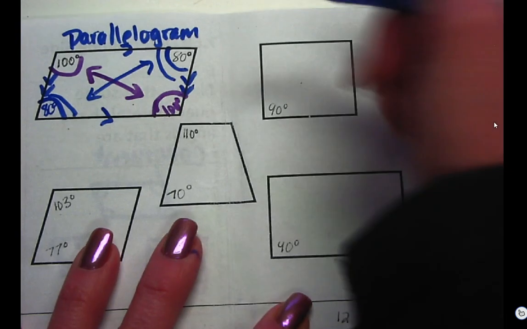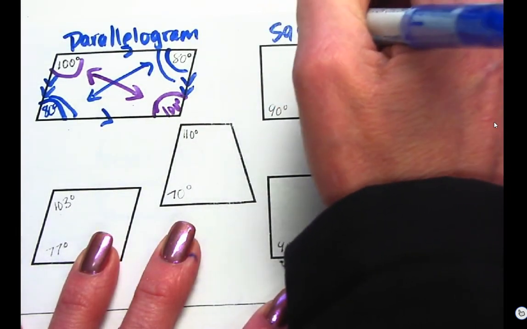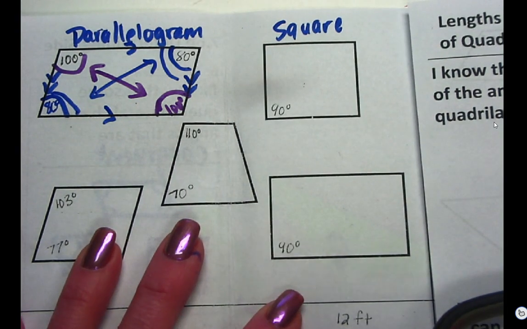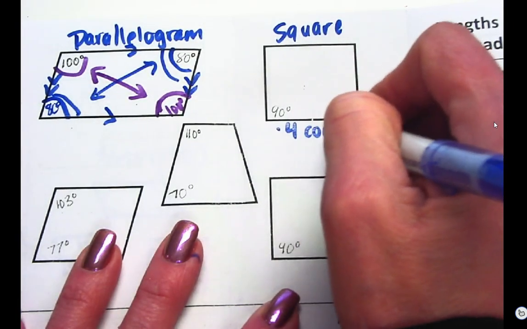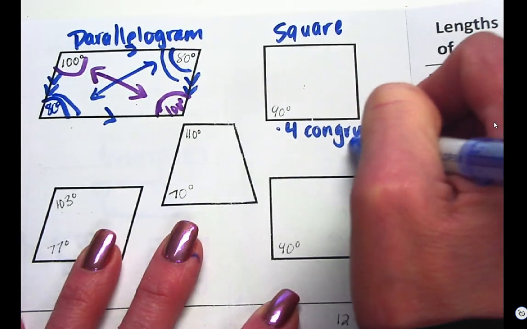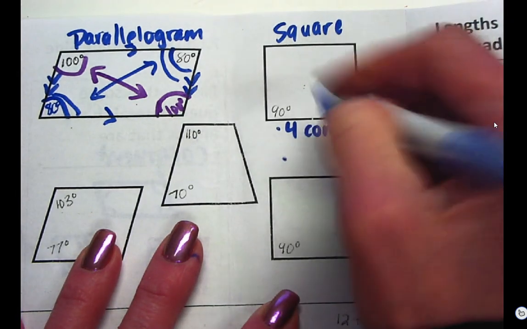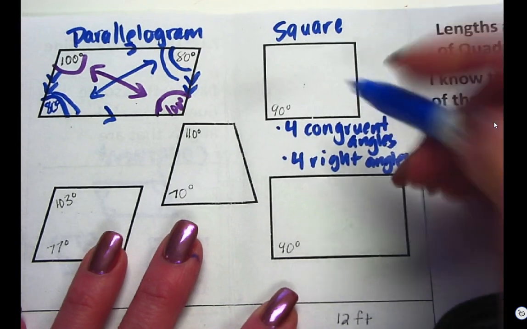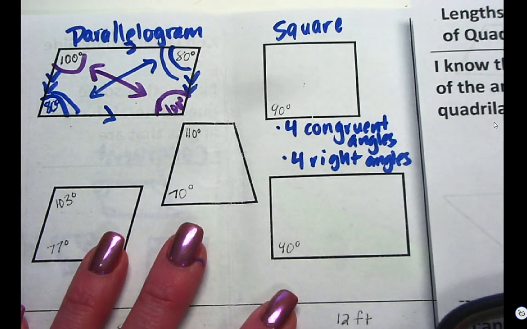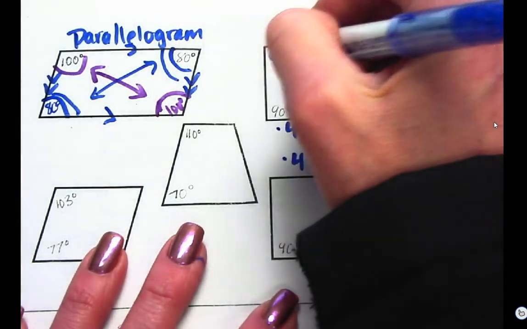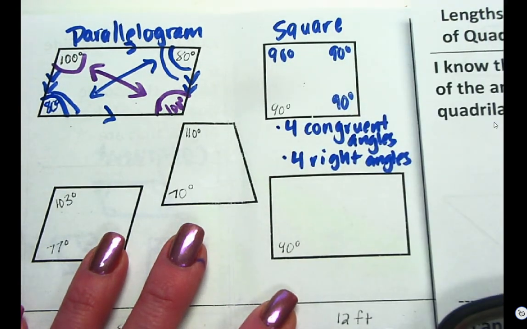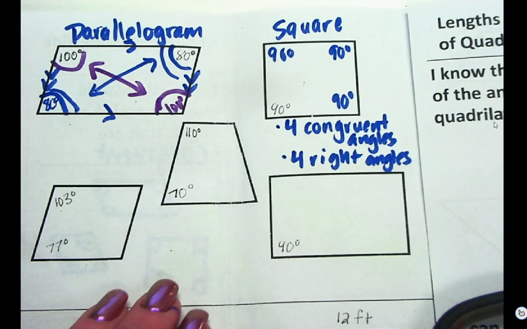The next shape we're going to look at is a square. I know that the square has four congruent angles. I also know that it has four right angles. So using either one of these, I can determine that the other three angles are how many degrees? 90. So these are all going to be 90 because of those things that I know. Make sense? Okay, thank you.